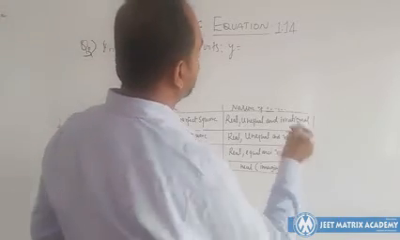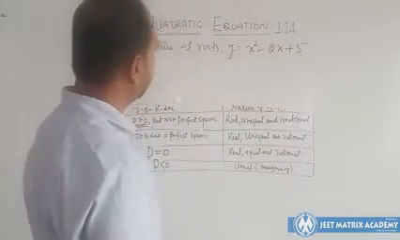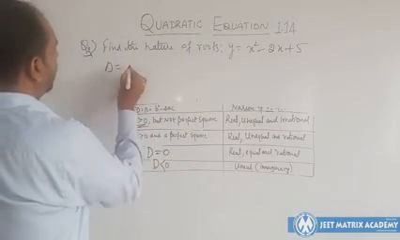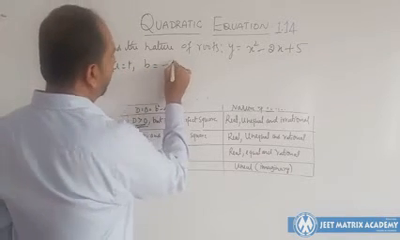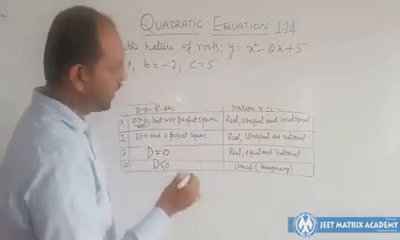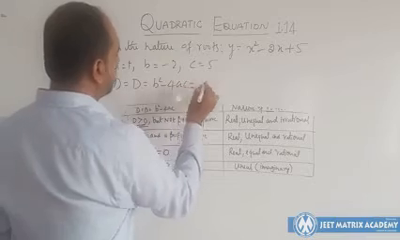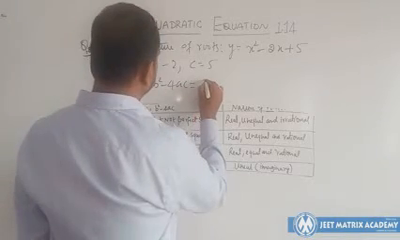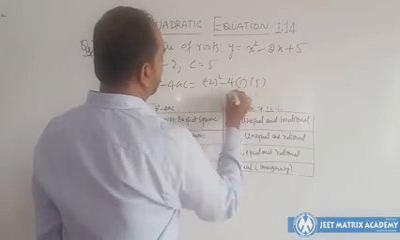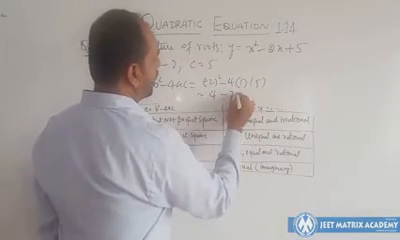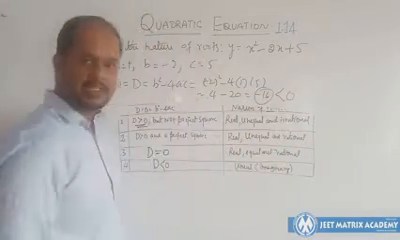So y equals x square minus 2x plus 5. Here a equals 1, b equals minus 2, c equals 5. So delta D is given by b square minus 4ac. That is equal to minus 2 whole square minus 4 into 1 into 5. 4 minus 20, that is equal to minus 16. So it is less than 0.